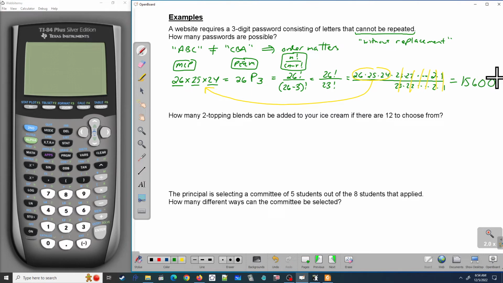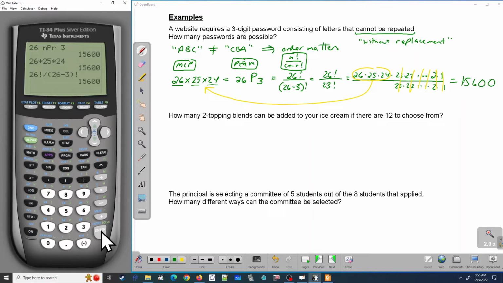15,600 different ways, be it that you typed it in as 26P3, or 26 times 25 times 24, or going 26, hit the math, come over here, choose number 4 for factorial, divided by parentheses, 26 minus 3, close the parentheses, math, and then number 4 factorial. Any of those possibilities would still get you the correct number of permutations.